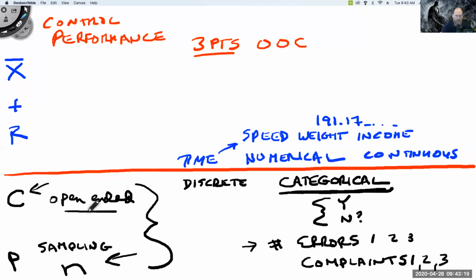We're going to plot our data. We're going to put in the centerpiece of our chart, whether it's C or P. Up here, it's X or X double bar and R. We're going to put that in. We're going to put our upper and lower control limits. And then we're going to plot our data and say whether the process is in control or not.